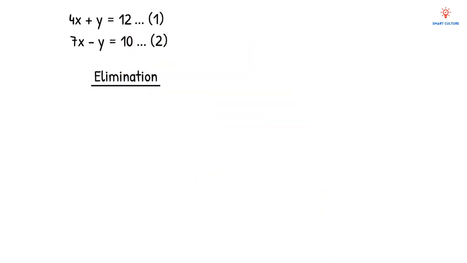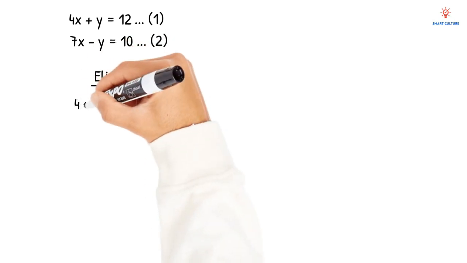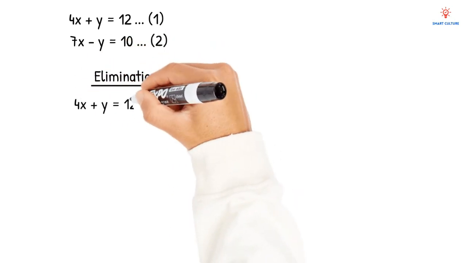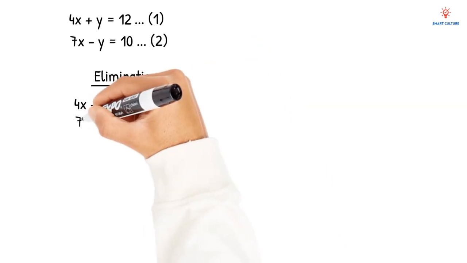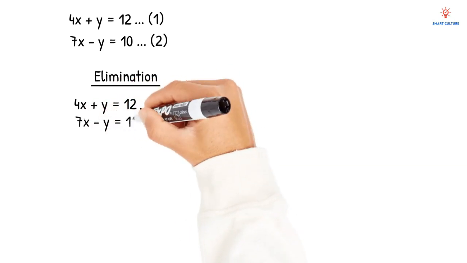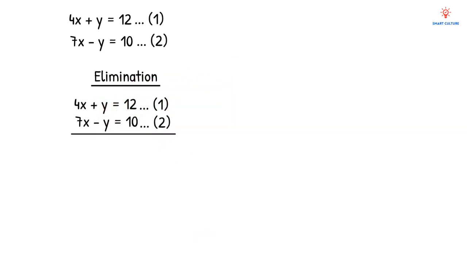To solve simultaneous equations by the elimination method, we eliminate a variable from one equation using another to find the value of the other variable. So this is what we'll do in this case. Let's write down the two equations. 4x plus y is equal to 12. And then underneath this first equation, we write down the second equation. 7x minus y is equal to 10.